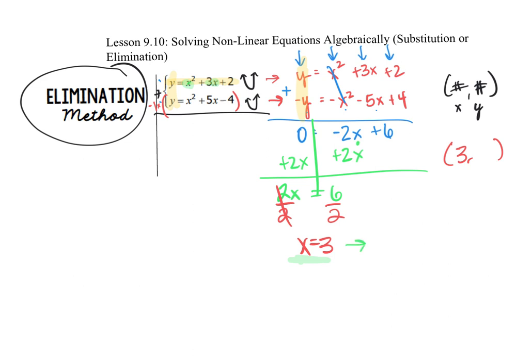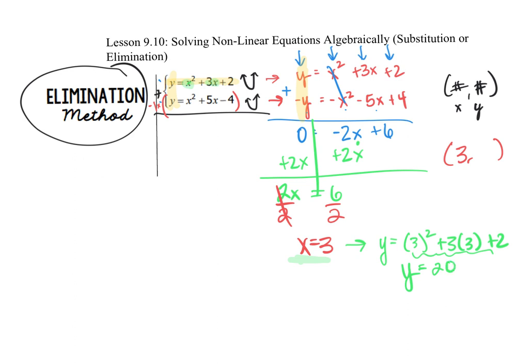So let's go off to the side here. We're going to say y is equal to 3 in parentheses squared. We always use parentheses when we substitute in a variable. Plus 3 times 3 plus 2. And what does that equal? Type it into your calculator or do mental math. 9 plus 9 plus 2 is equal to 20.